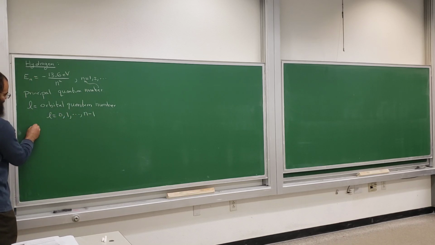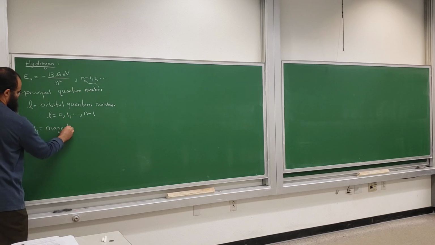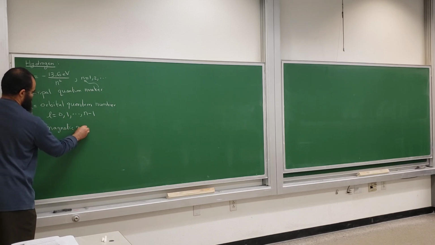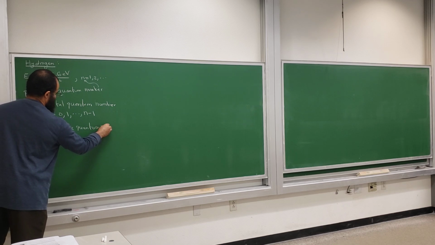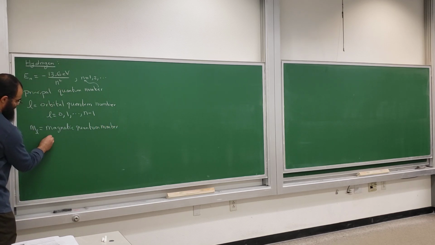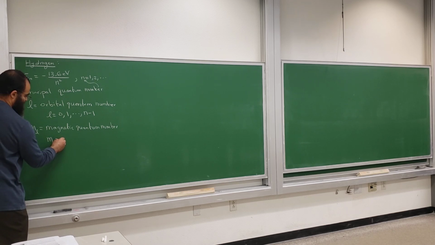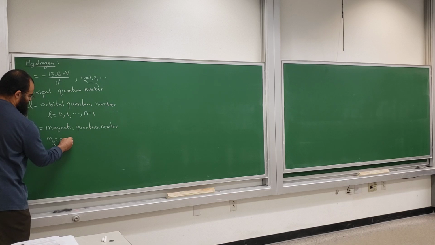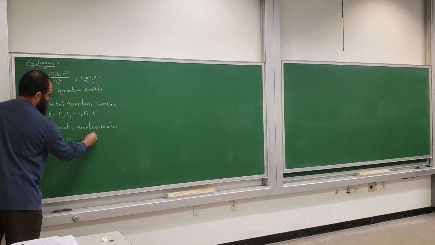And then we had m_l, which was the magnetic quantum number. And these m_l's range between 0, plus or minus 1, all the way to plus or minus l.